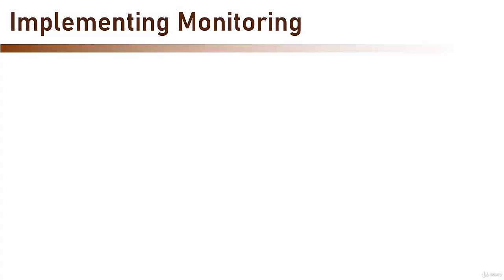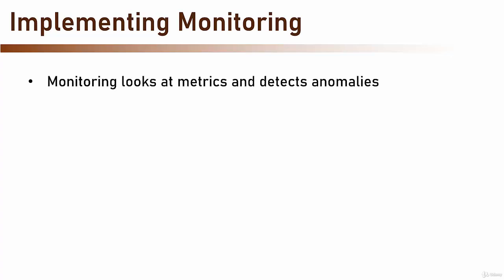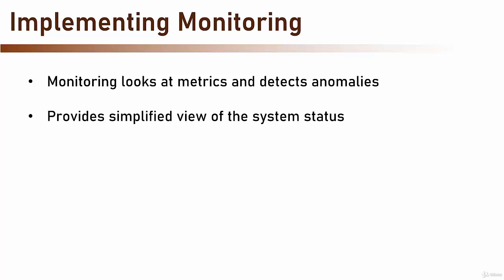So how do we implement monitoring? First, a quick refresher about what monitoring is. Monitoring looks at metrics and detects anomalies. It also provides a simplified view of the system status, usually using a dashboard that presents the important metrics in an easy-to-grasp format. In addition, and this is perhaps the most important part, with monitoring we can set alerts to trigger when there is a problem, and so the relevant people will be notified when some action is required.